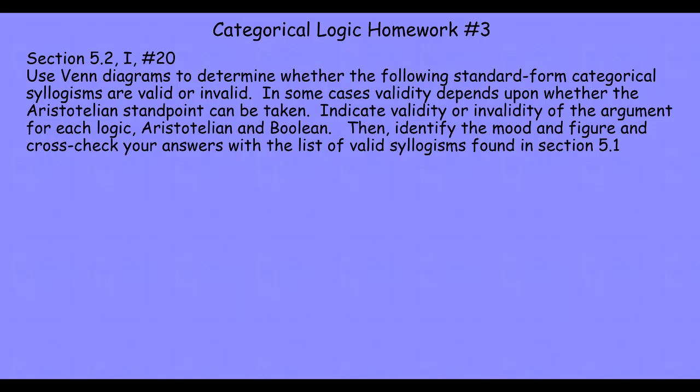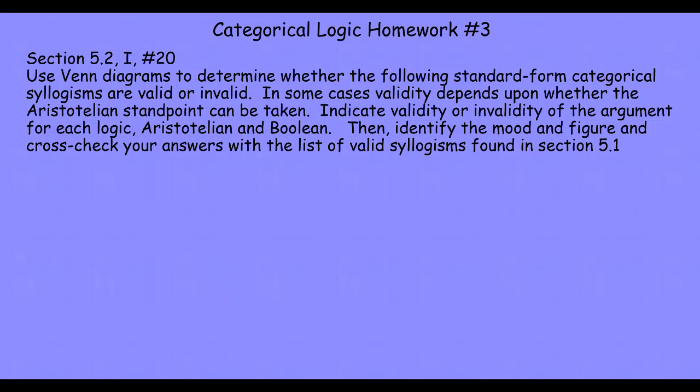The third and last problem in our third categorical logic homework, the one on categorical syllogisms, comes from section 5.2, problem set 1, problem number 20. Our instructions here tell us, use Venn diagrams to determine whether the following standard form categorical syllogisms are valid or invalid. In some cases, validity depends upon whether the Aristotelian standpoint can be taken.